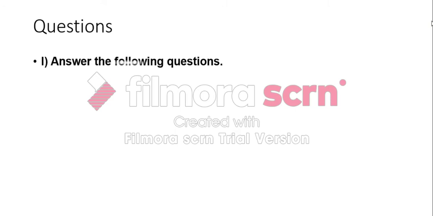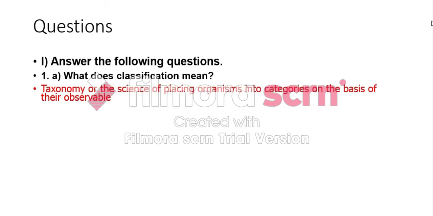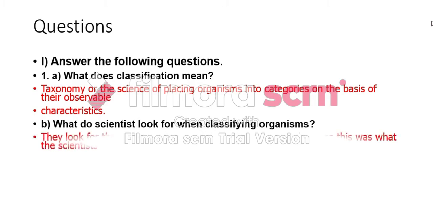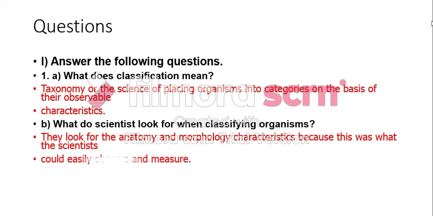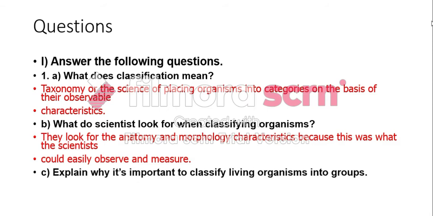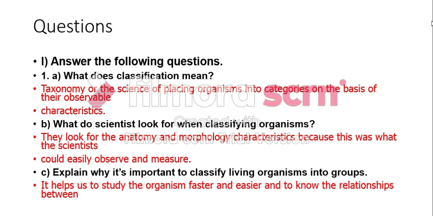Questions. Answer the following questions. 1. A. What does classification mean? Taxonomy is the science of placing organisms into categories on the basis of their observable characteristics. B. What do scientists look for when classifying organisms? They look for anatomy and morphology characteristics because this was what the scientists could easily observe and measure. C. Explain why it's important to classify living organisms into groups. It helps us to study the organisms faster and easier and to know the relationships between living organisms.